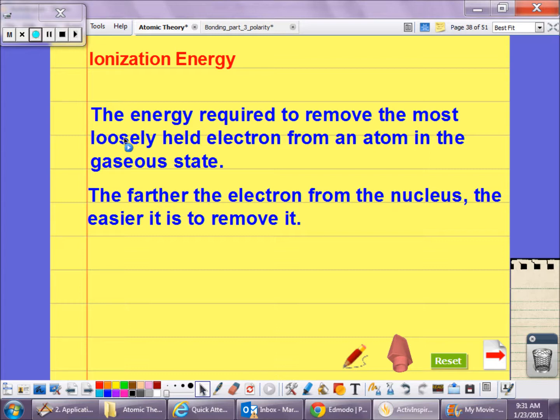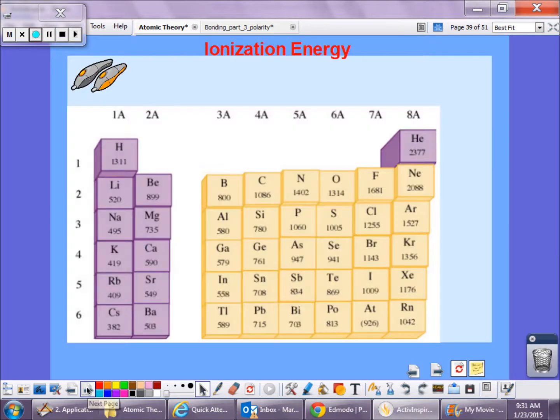The farther the electron from the nucleus, the easier it is to remove it. I need you to think of those energetic kids. The farther they get from those positive babysitters, the easier it is for that kidnapper to come and get them. Alright, so the farther those electrons, the easier. The lower is the ionization energy.